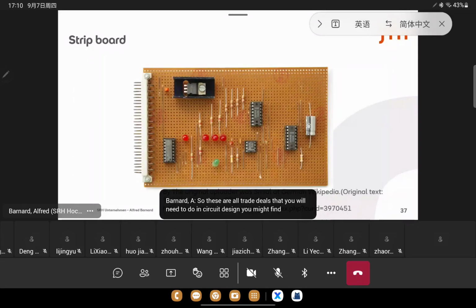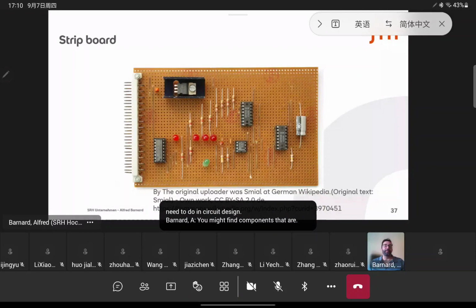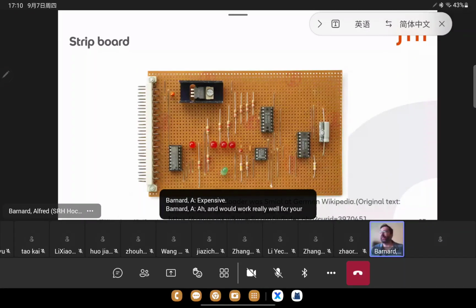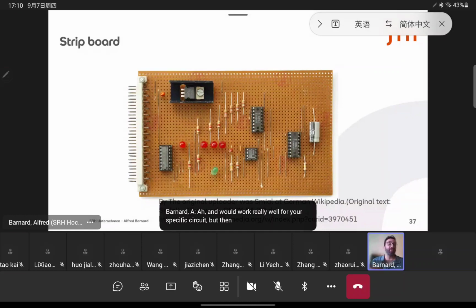You might find components that are really expensive and would work really well for your specific circuit, but then if they're not available or too expensive, you can't use them. And we have some resistors.